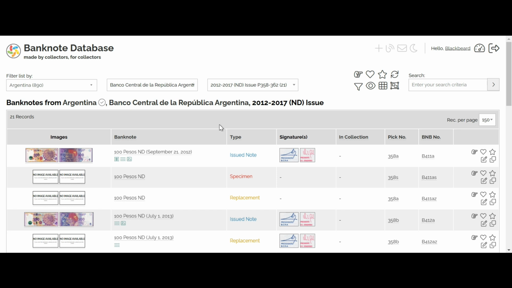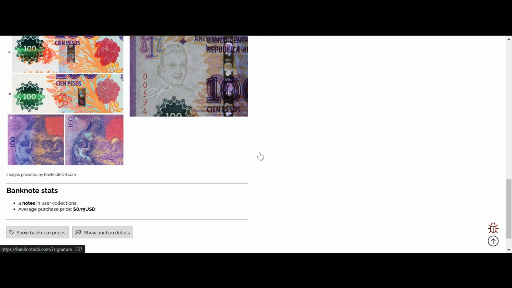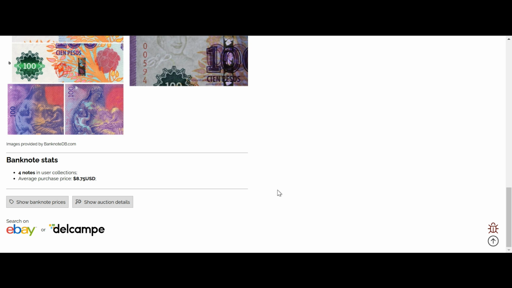So again, when people ask, what are the benefits of using your website? Well, here's a really big one for me, something that helps me make sure that I don't overpay for stuff. So we'll click on a banknote right here, and we'll browse all the way down under the images, and you'll see that there are some banknote stats here.